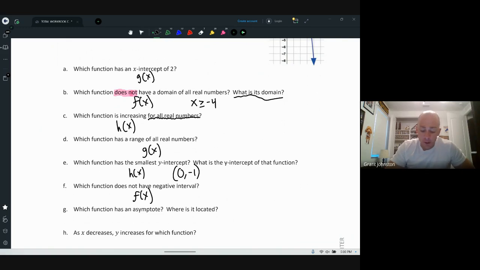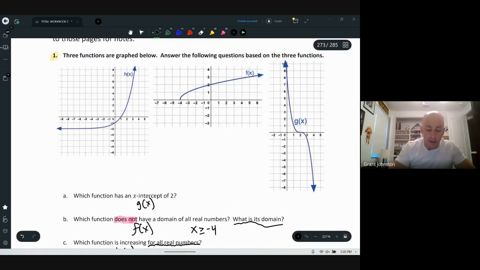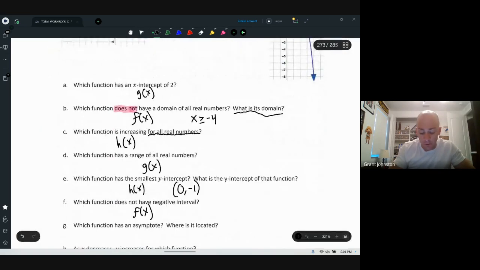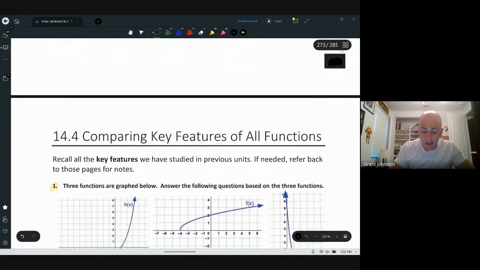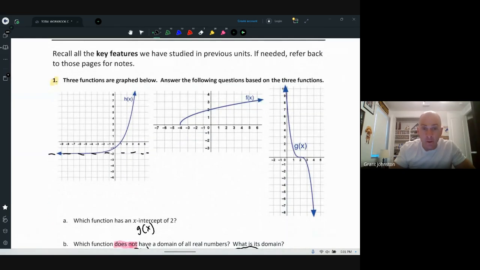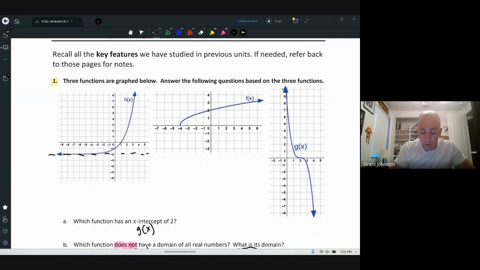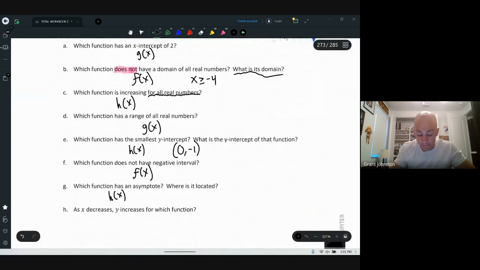G says, which function has an asymptote? That would be h of x. I think I talked about that a little earlier, right? Exponential functions have those asymptotes, so I'm going to say h of x. Where is it located? At -2. So that's the line y equals -2.